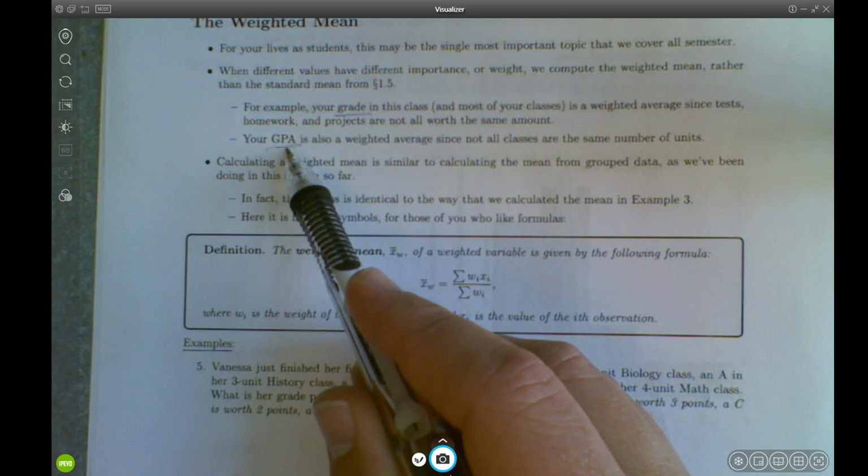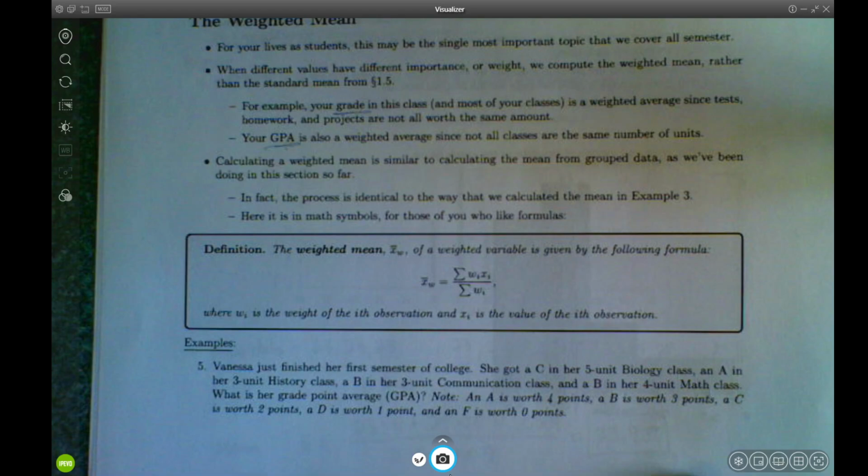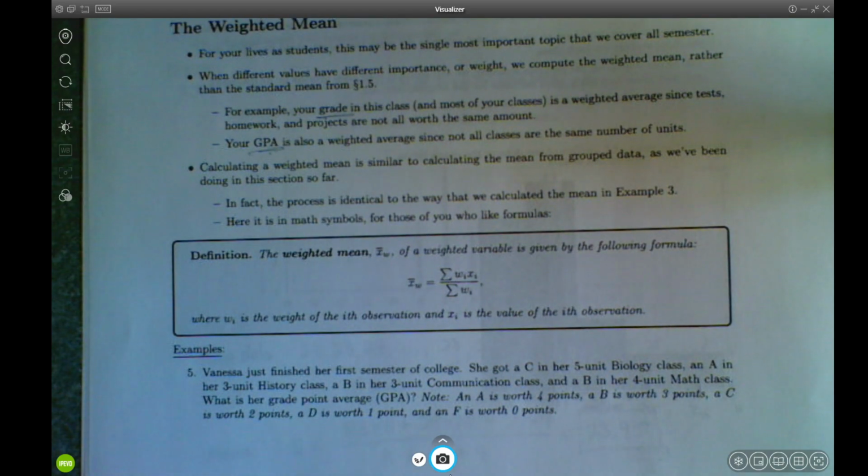A GPA is a good example of this because not all classes that you take have the same number of units. So if you get an A in a 2-unit class, but a C in a 4-unit class, those two classes are not going to be weighted the same, right? So we use a weighted mean in that case.